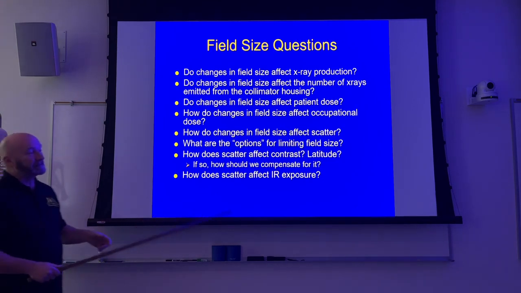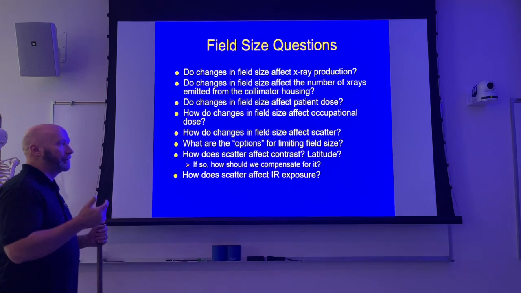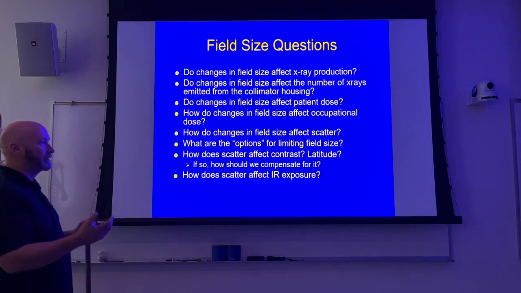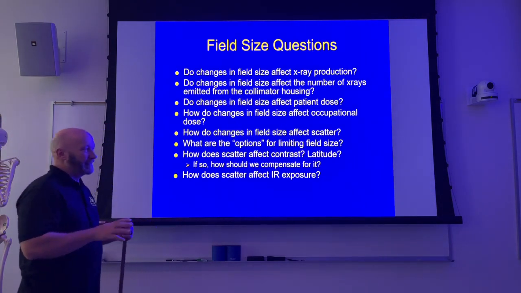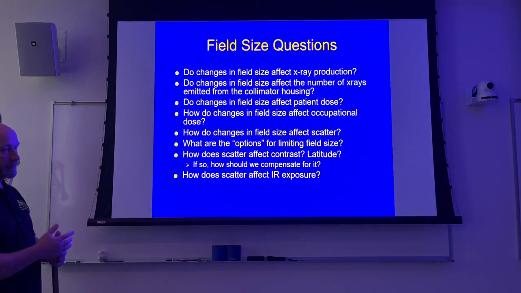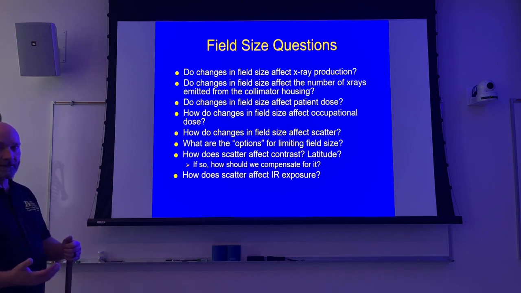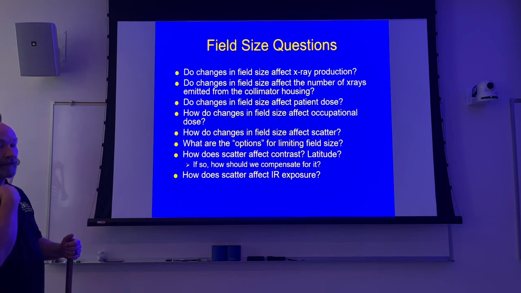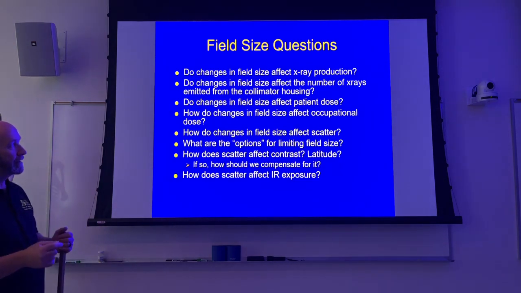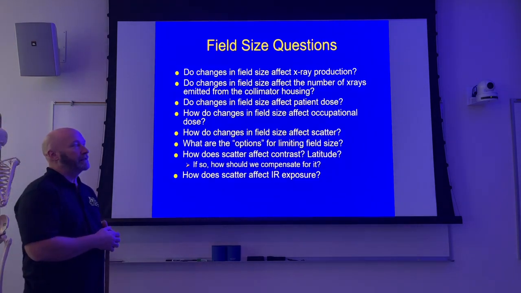So this again is a busy slide, and I've edited it from the same slide earlier. This is basically the same slide as what we looked at before. And I edited this one just a little bit, just to dial it in a little bit tighter and make it a little bit more applicable. So do changes of field size affect X-ray production? The answer is no, they don't. Again, there's nothing magic in the X-ray tube that if you increase your collimation, you're going to create more or fewer X-ray photons. Do changes in field size affect the number of X-rays emitted from the collimator housing? And the answer is yes, drastically.